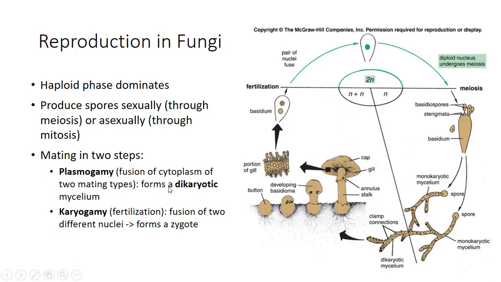First one is plasmogamy. So let's take a look at this diagram here. This is a mushroom producing fungus. Not all fungi will be the same. This is one phylum of fungi. The spores are produced by meiosis, remember, in sexual reproduction. So sexual spores are going to be produced by meiosis in these structures here, which are called in general sporangia, right? So structures that produce spores.